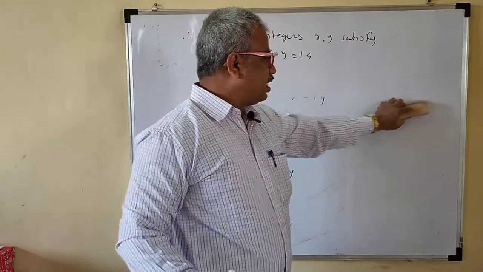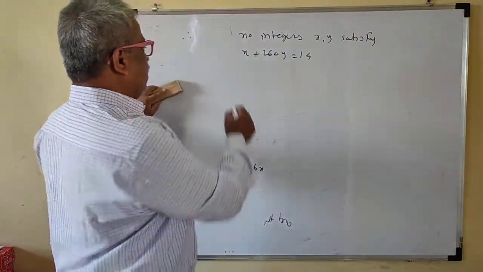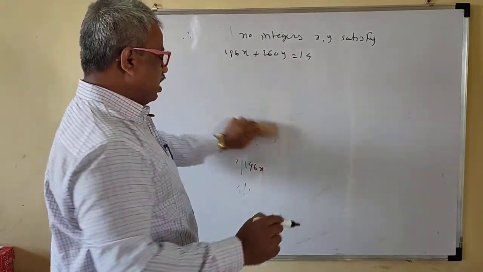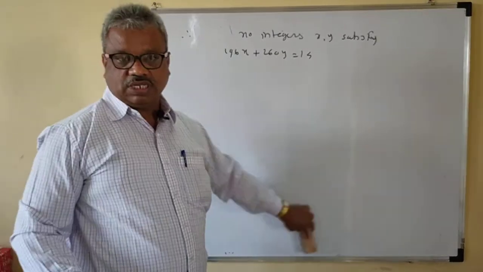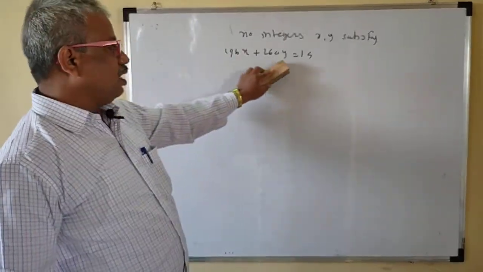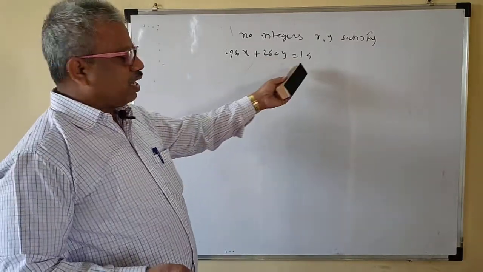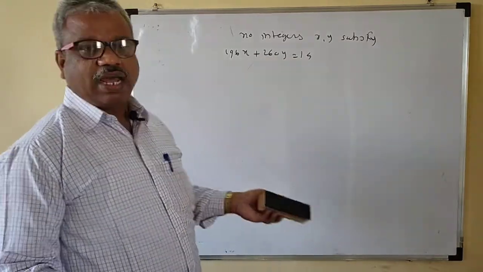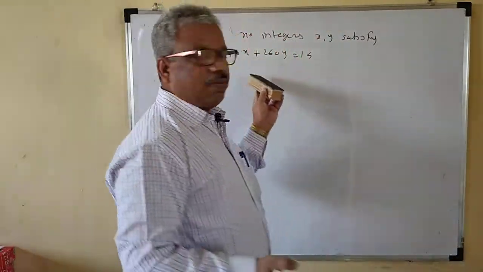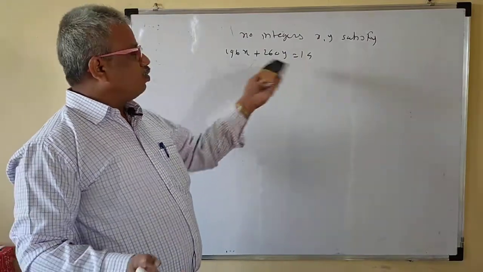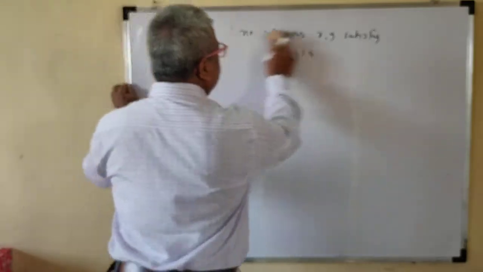So therefore no integers x and y satisfy 196x plus 260y is equal to 14. We don't have such integers. Here x and y may be negative, since integers are always positive or negative. That means x may be positive, x may be negative, so that the sum will be 14. But such numbers do not exist, that we have proved.